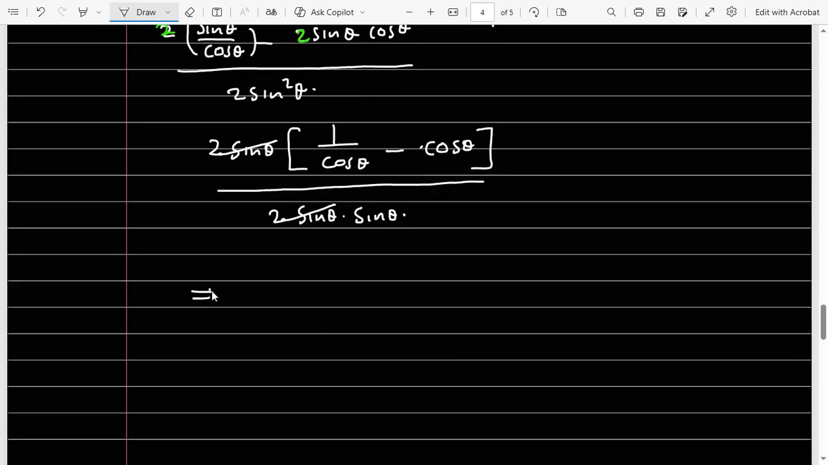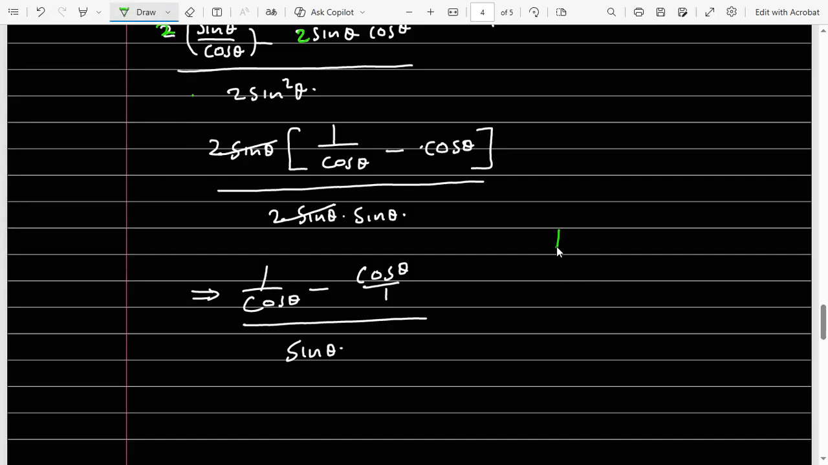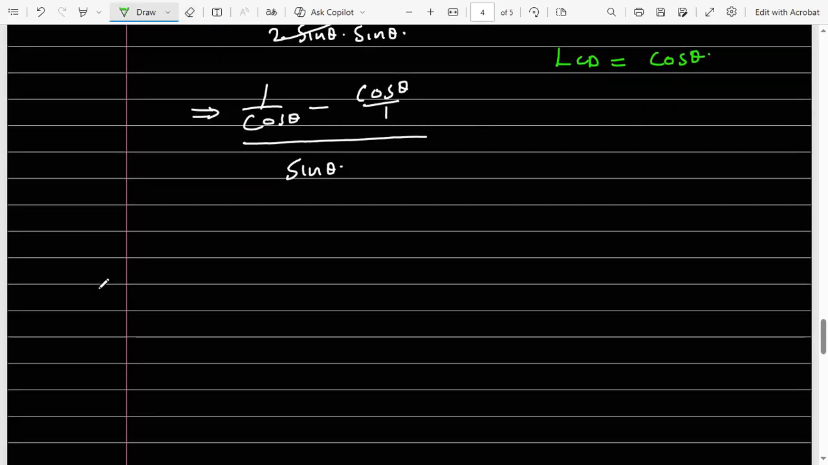Then what do I have on top? I have 1 over cos theta minus this cos theta. I'm going to write it as over 1. Then everything here is divided by sine theta. So there comes the most interesting part, which has to do with LCD on top. Your lowest common denominator on top is the product of your denominators, which is just cos theta times 1. That's cos theta. Then you're going to take every term on top and multiply every term by that LCD. The answer that you get, you divide by that LCD.